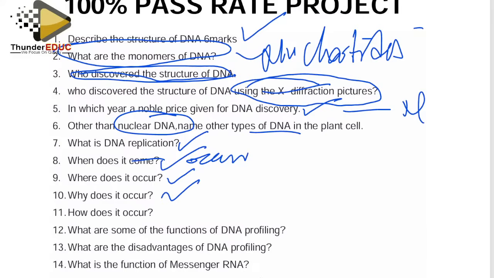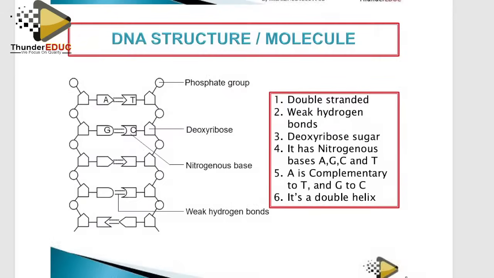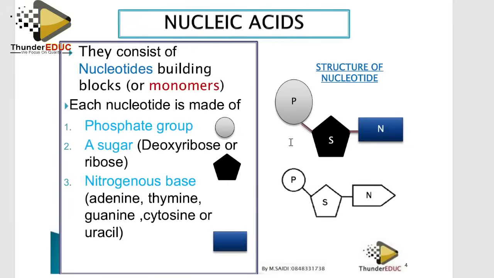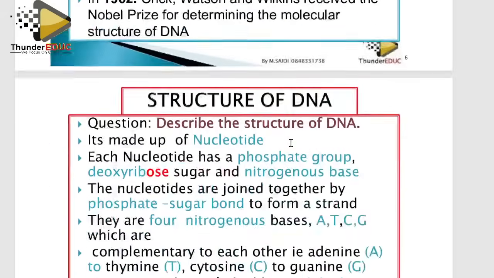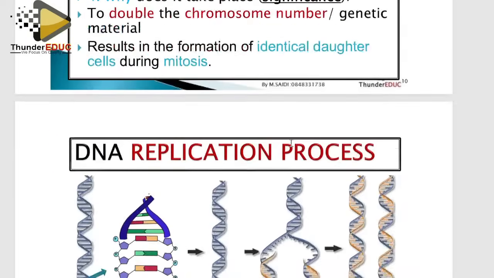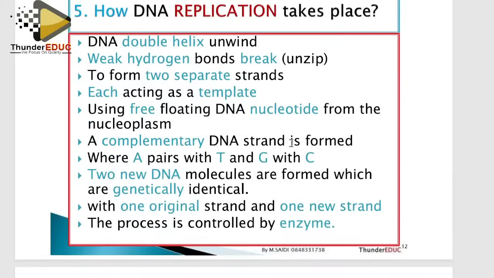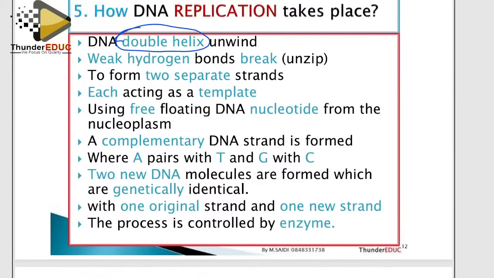They are saying, how does it occur? Here you explain the process of DNA replication. The DNA double helix unwinds, weak hydrogen bonds break, and they form two separate strands. Each acts as a template for the formation of the new strand. So you explain that the DNA double helix unwinds, that's a mark. Weak hydrogen bonds break to form two separate strands. This word is very, very crucial. Some people forget about it. Each is acting as a template.